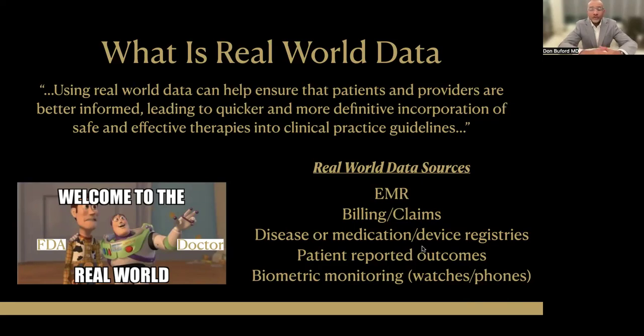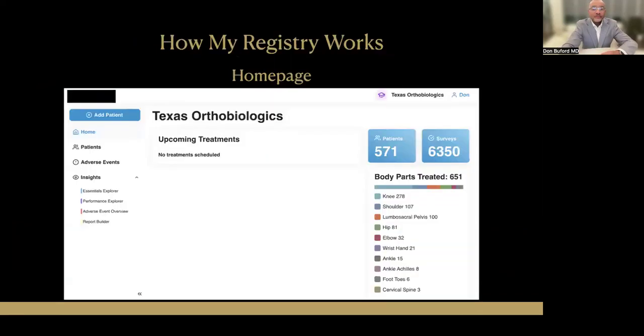So what are these real-world data sources? Well, these are things like electronic medical records, billing and claims information, disease or medication or device registries, patient-reported outcomes. And one of the exciting areas is nowadays we can even use watches and phones to record things like heart rate or number of steps or blood oxygen saturation, all of which could potentially be used as real-world data sources.